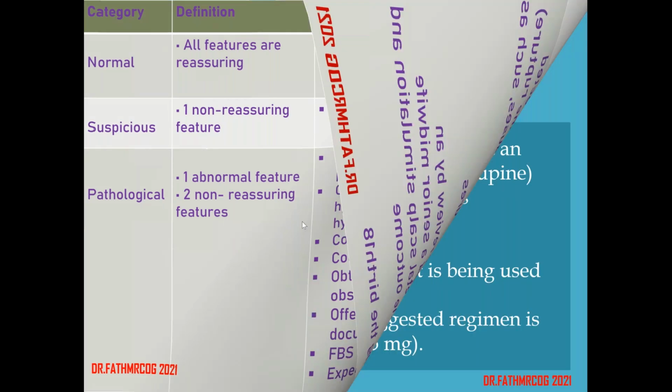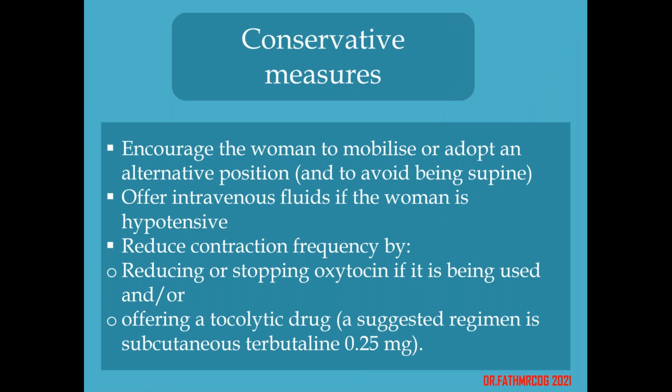So what are the conservative measures? Encourage the woman to mobilize or adopt an alternative position, to change position to avoid being supine, and also offer intravenous fluid if the patient is hypotensive, and reduce contraction frequency if the patient has hypertonus or tachysystole, by reducing or stopping oxytocin, and offering tocolytic drugs. This is about conservative measures.